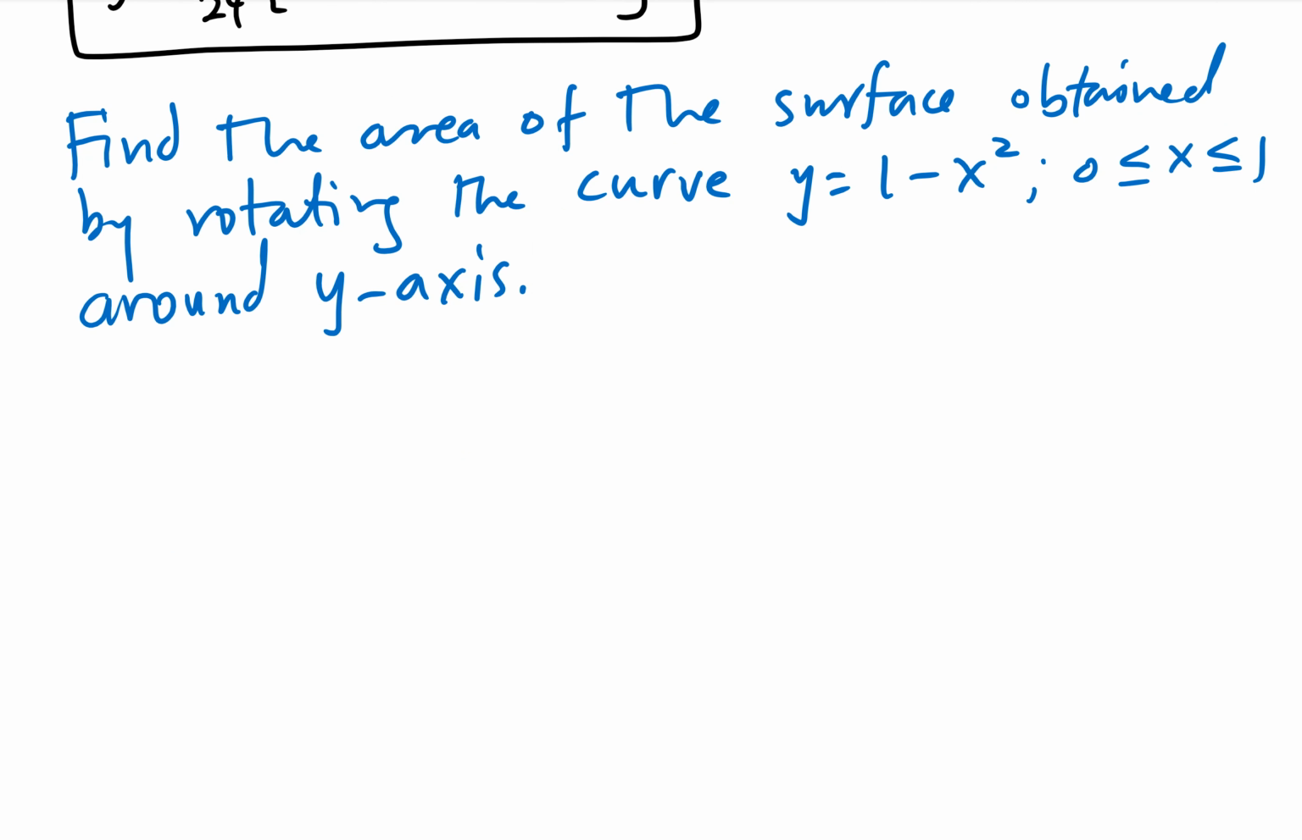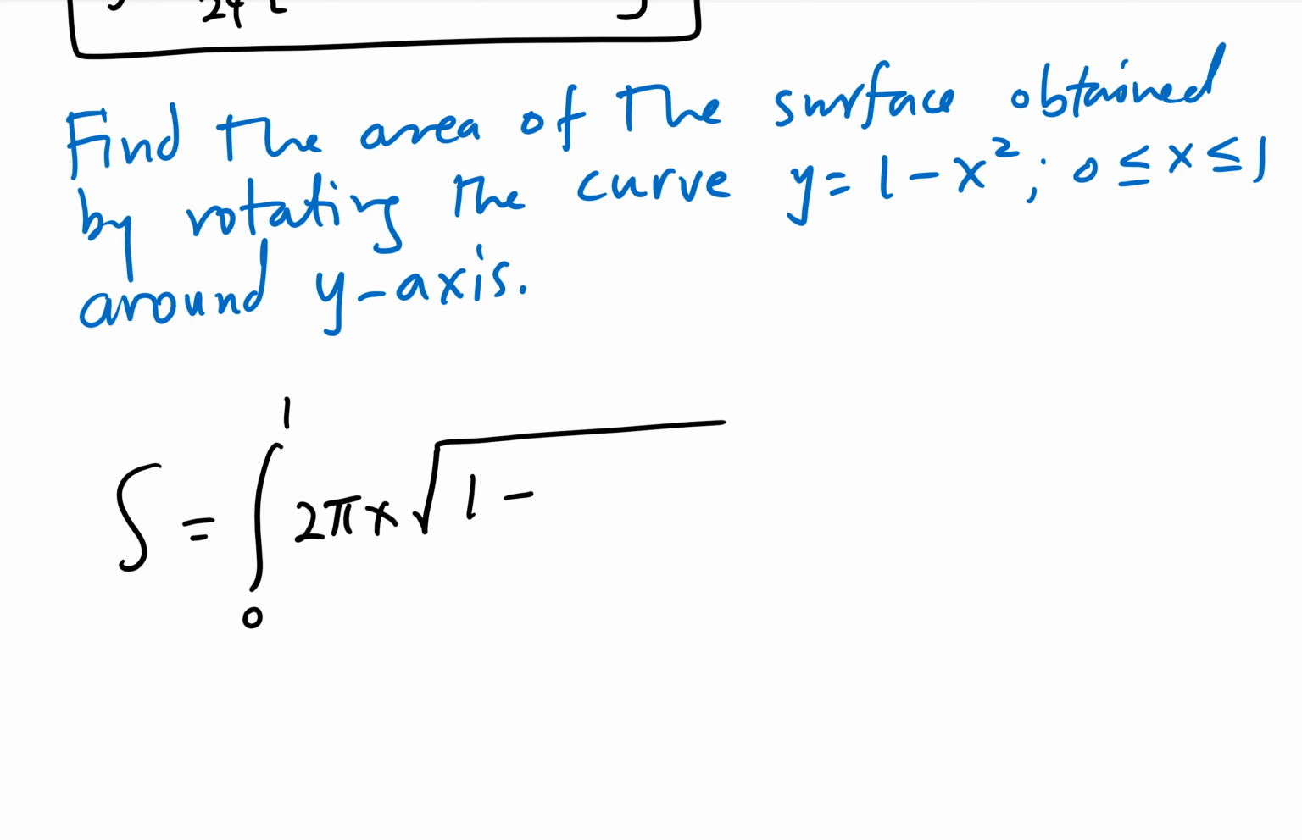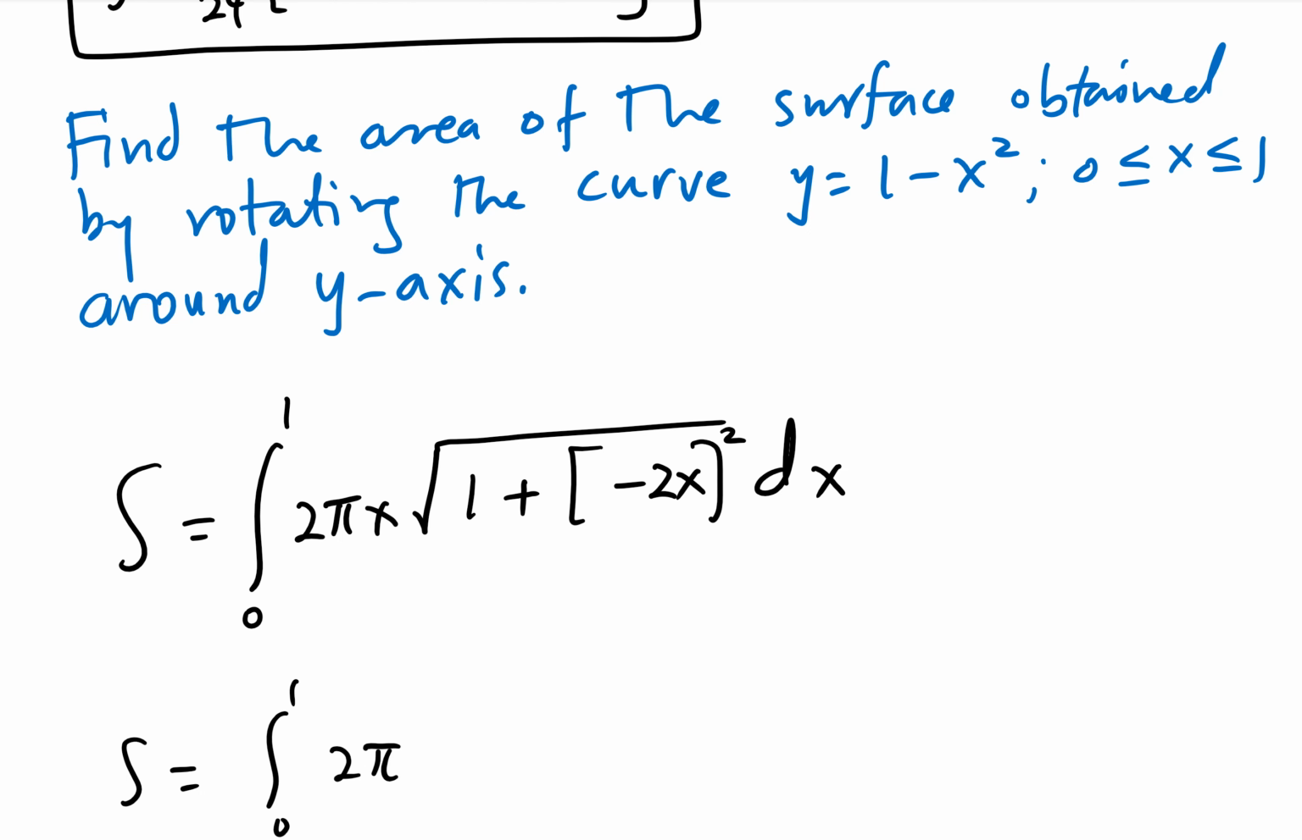So first thing is the surface area is the integral from 0 to 1, 2 pi. We are revolving this about the y-axis. So the radius is an x distance. Square root of 1 plus, we're going to take the function, differentiate it, and square it, dx. Derivative of this is simply negative 2x. So s will be 0 to 1, 2 pi x, square root of 1 plus 4x squared.